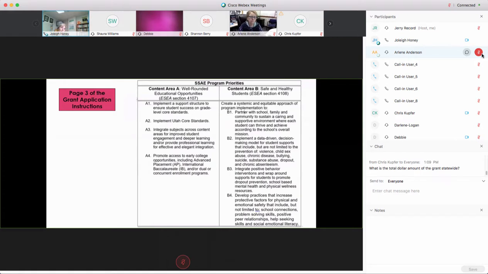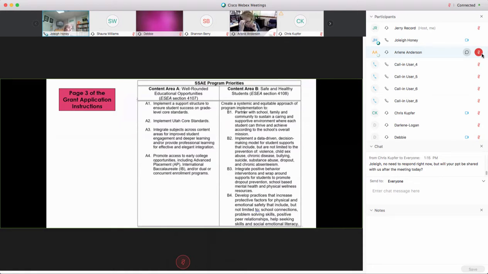If you happen to have your grant application or the instructions for the grant application, on the instructions page, on page 3, it talks about the importance of making sure that your needs assessment connects to a priority, and then that your priority connects with your work plan and what you are doing moving forward. So please notice that the priorities underneath well-rounded educational opportunities, as well as the priorities under safe and healthy students, are listed on page 3 of the instructions of the grant application.